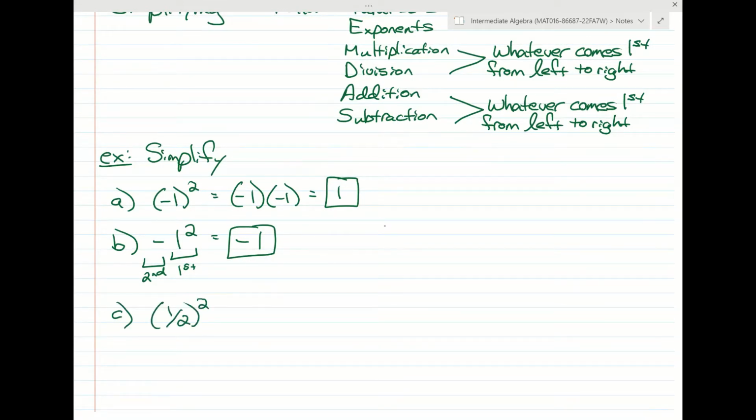One-half squared is the same thing as just 1/2 times 1/2. And when we're multiplying fractions, we just go straight across. So like 1 times 1 is 1, 2 times 2 is 4.